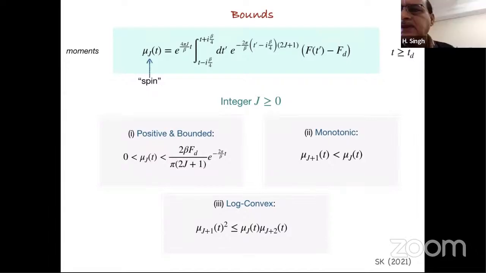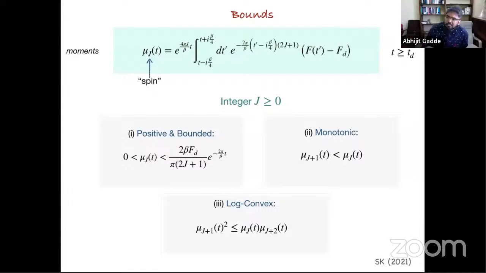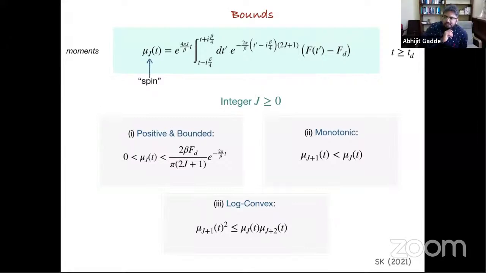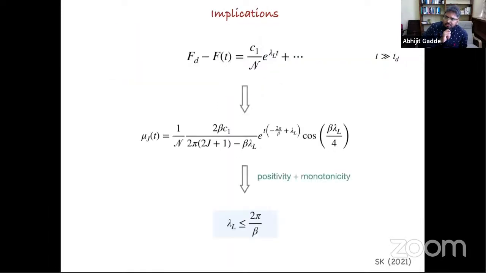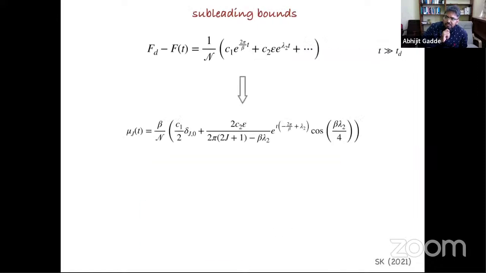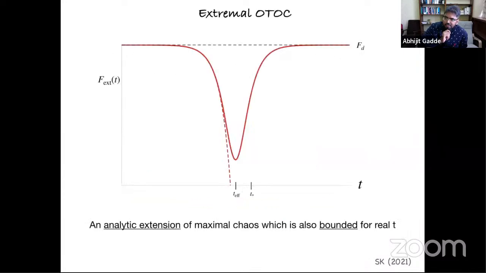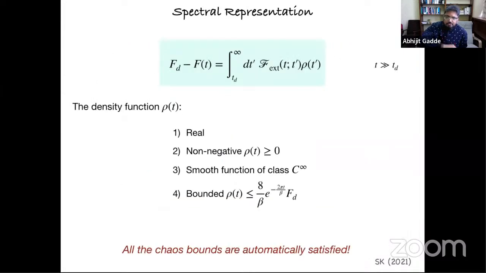Now, Abhijit, can you ask your questions? Hi, Sandipan. Fantastic talk. Thanks. Especially the part about this spectral representation is very interesting. Could you tell me a little bit about whether there is any physical understanding of why this should be thought of as a spectral representation? Is there an underlying Hilbert space? Or is it just the mathematical property that the density function should obey all the density function-like properties?